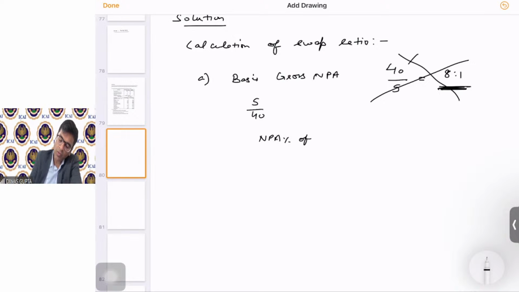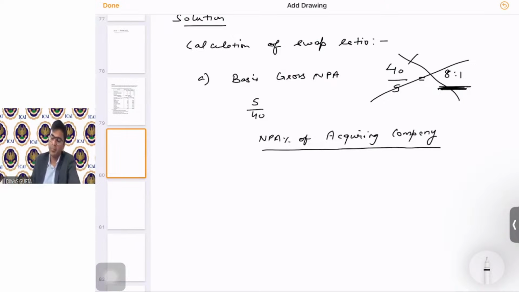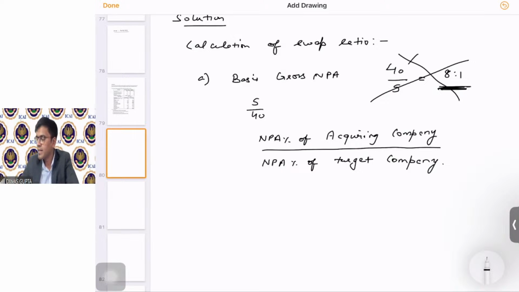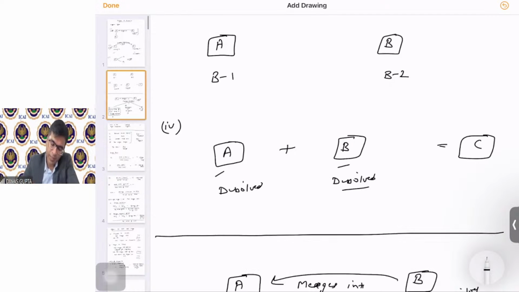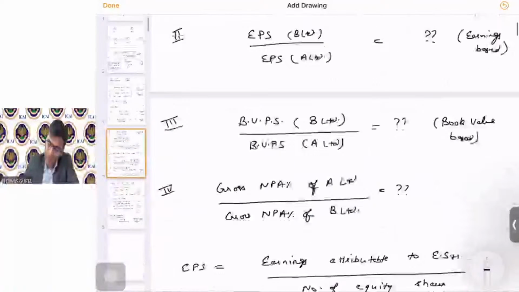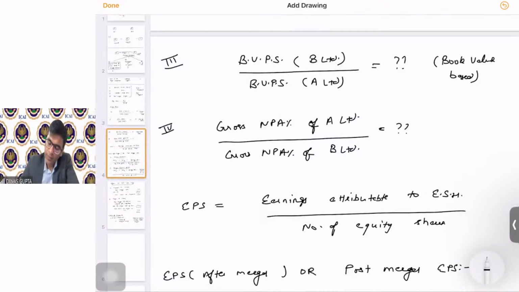NPA percentage of acquiring company divided by NPA percentage of target company. Yes, Mansha, it should be 5 by 40. Now, this even we can check from the initial swap ratios. See, A Limited was the acquiring company and B Limited was the target company.